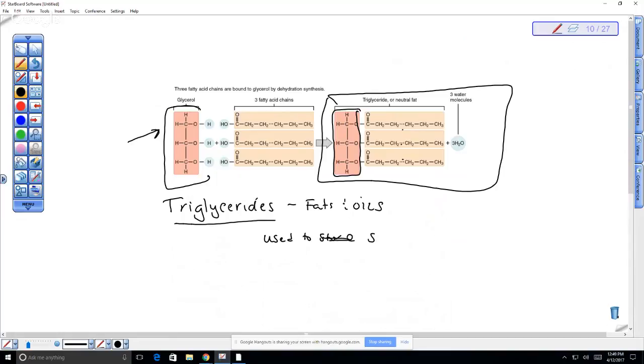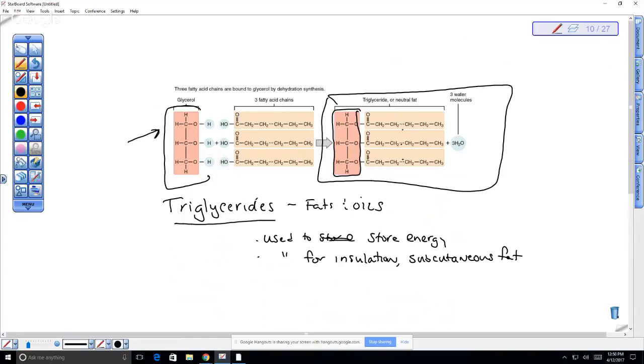Oops, to store energy by us. Right? It can also be used for insulation. And specifically, we can talk about subcutaneous fat. Right? So sub means underneath our skin. So when we get love handles, for example, that is subcutaneous fat, and that actually helps with insulation.